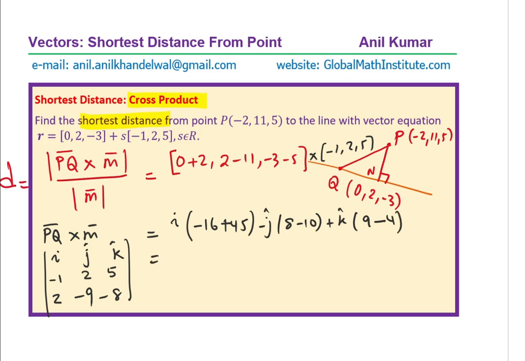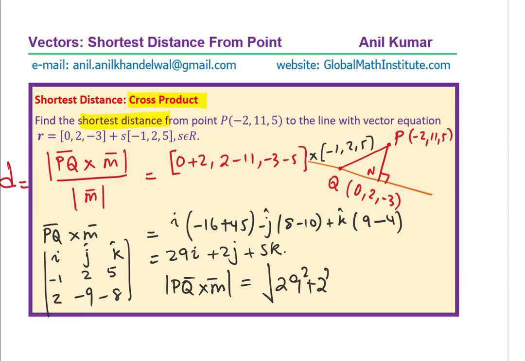Which gives us the vector components. That is PQ cross M, correct? That gives us one value. Let's find the magnitude of PQ cross M. So the magnitude will be the square root of 29 squared plus 2 squared plus 5 squared, correct?